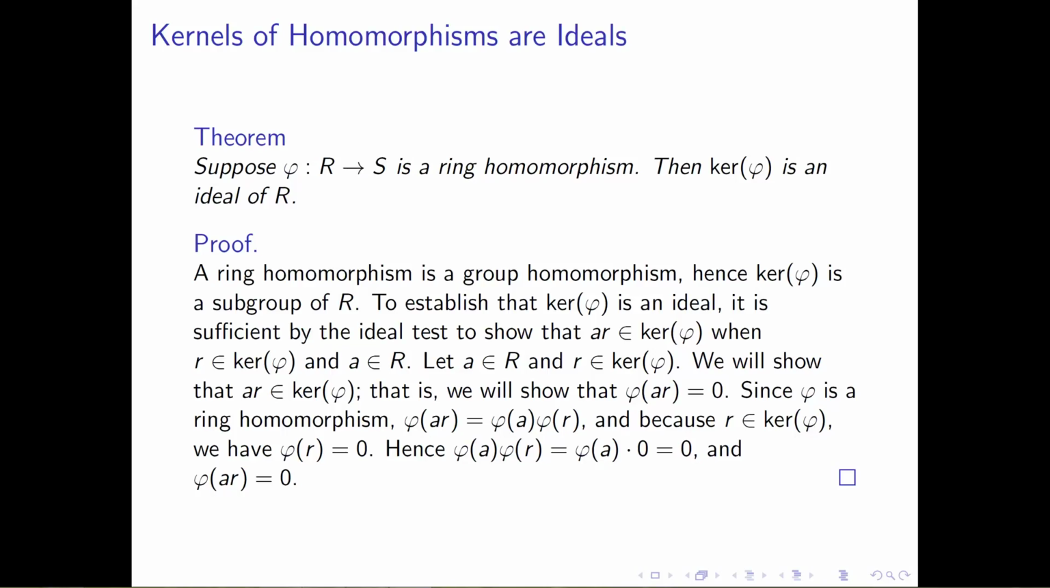And because r belongs to the kernel of phi, we know that phi of r is 0. That's how an element gets admitted into the kernel of phi. When we take phi of it, we're getting the additive identity of S. So when we're looking at this phi of a times phi of r, what we have is phi of a times 0, since phi of r is 0. And 0 times anything is equal to 0. So when we put this all together using the transitivity of equality, what we have is that phi of ar is equal to phi of a times phi of r, which is phi of a times 0, which is 0, and altogether phi of a times r is equal to 0.